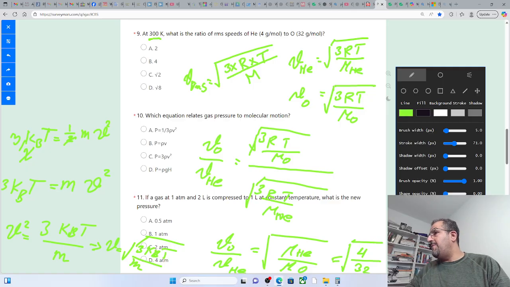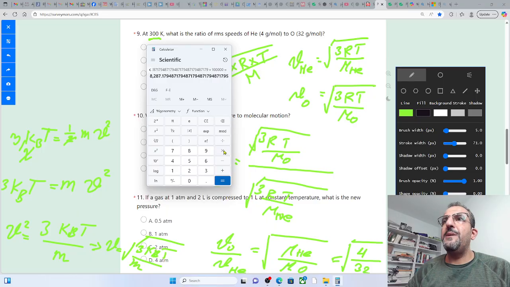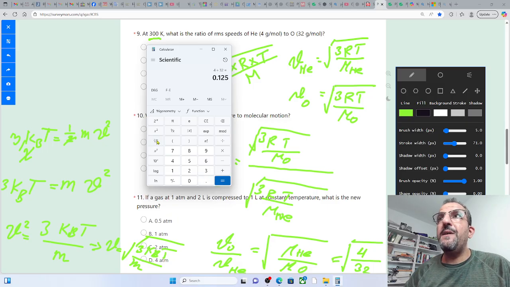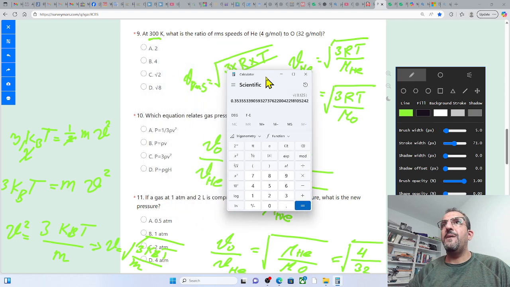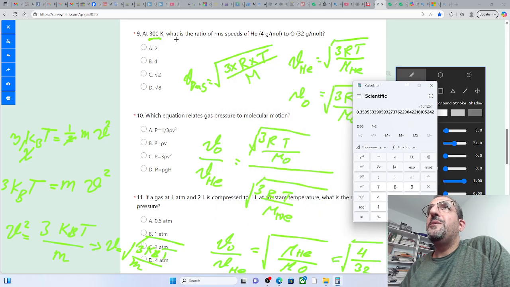Now with the calculator, I multiply by 0 to refresh it. I divide 4 by 32, and then I get the square root. That's going to give me 0.35. But let's see the ratio itself here. What is the ratio of root mean square speeds of helium to oxygen?